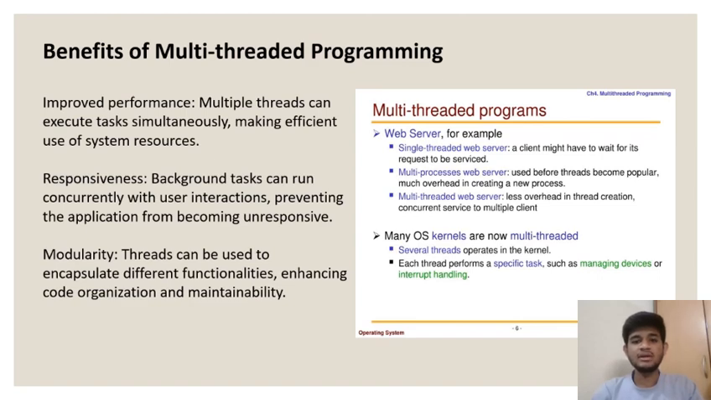Web server, for example. Single-threaded web server: a client might have to wait for its request to be serviced. Multi-process web server: used before threads became popular, with much overhead in creating a new process. Multi-threaded web server: less overhead in thread creation, and concurrent services to multiple clients.